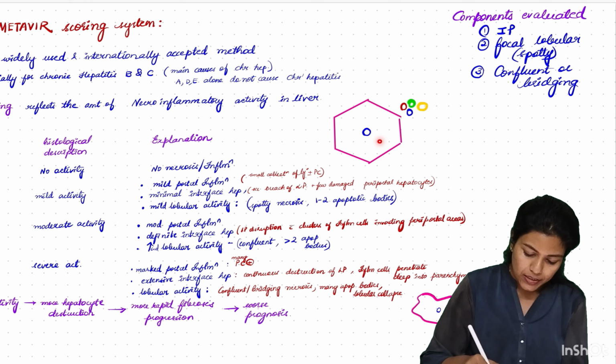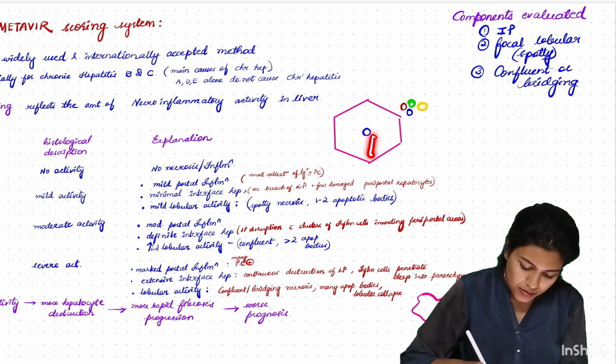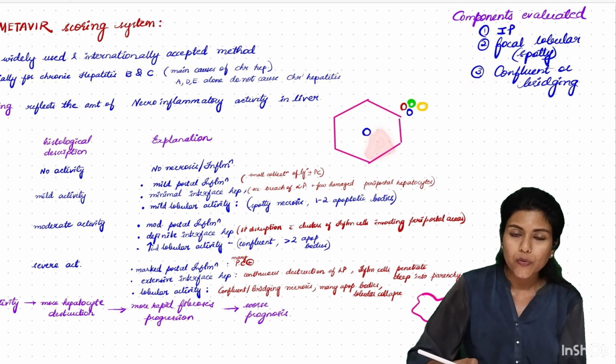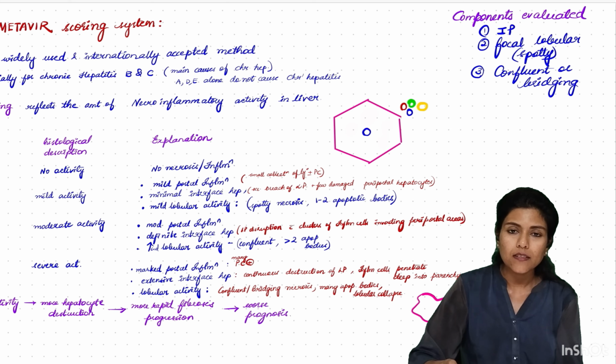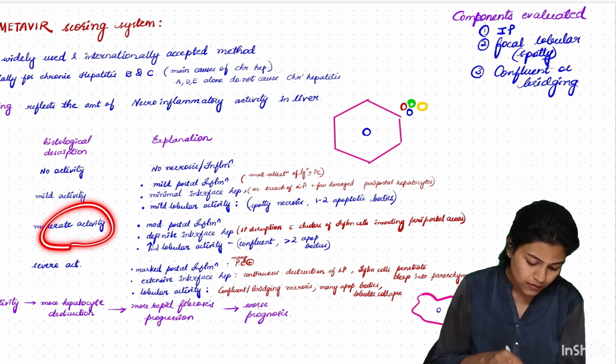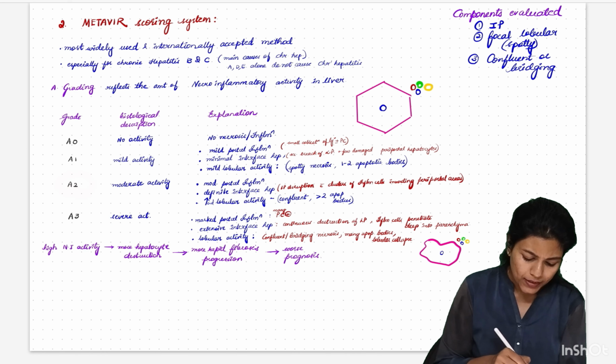Lobular activity increase means confluent necrosis. The cluster of hepatocytes will undergo necrosis, and more than two apoptotic or Councilman bodies are seen in moderate activity. That comes under A2. Coming to A3, there is severe activity.